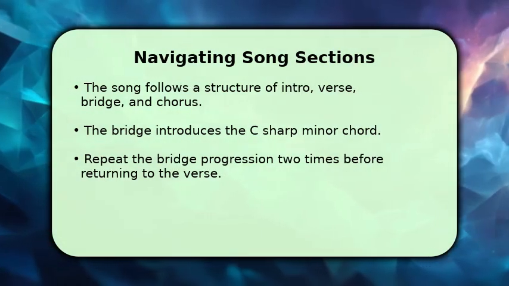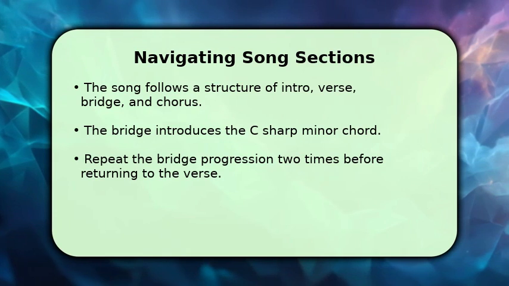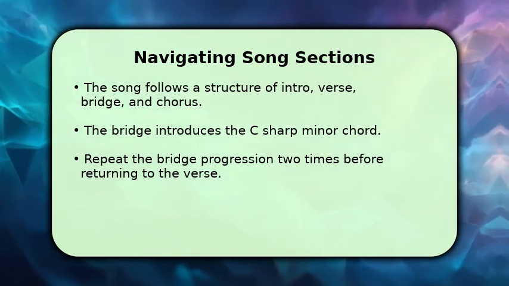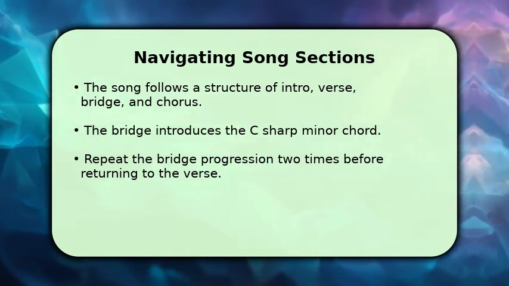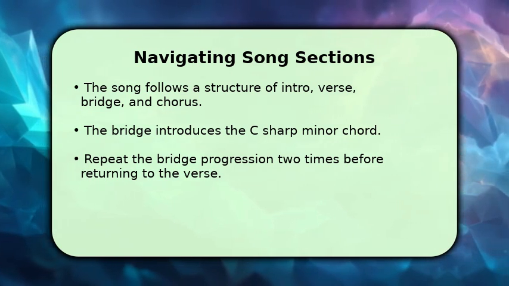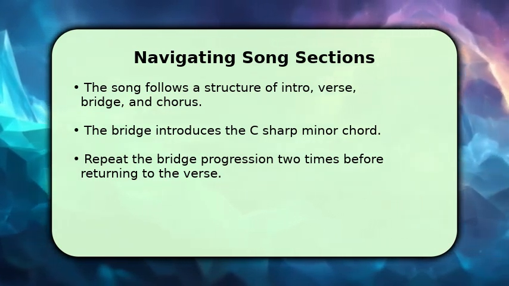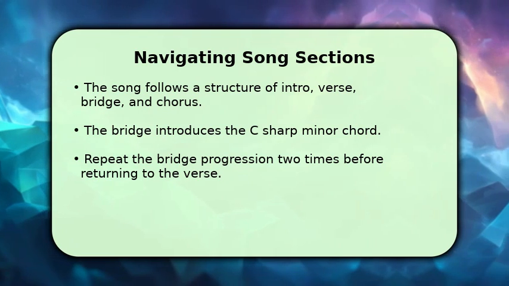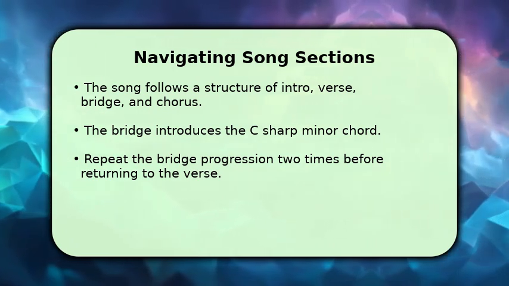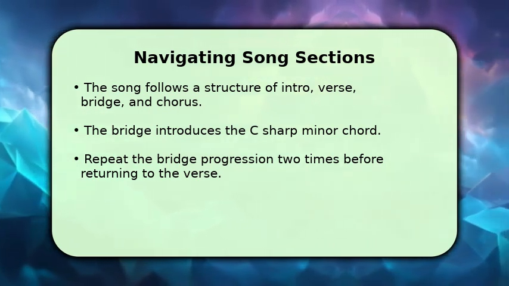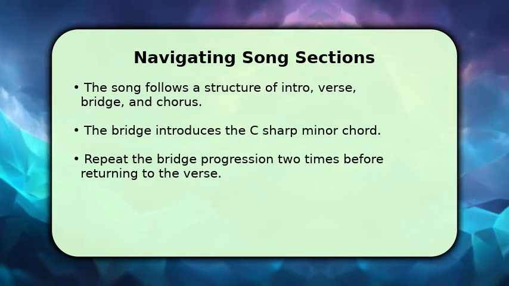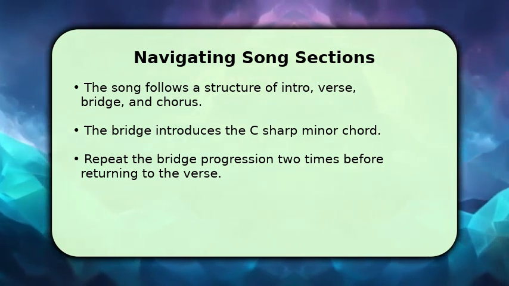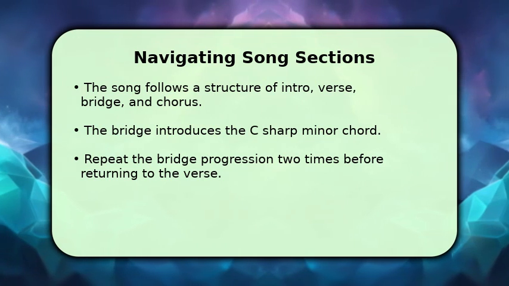Understanding the song's structure is key to playing it well. It generally flows from an intro into verses, then a bridge, and finally the chorus. The bridge section is where you'll primarily use that C sharp minor chord, often played after an E chord. You'll typically repeat the bridge progression 2 times before transitioning back to a verse. Listen closely to the original track to internalize these transitions.